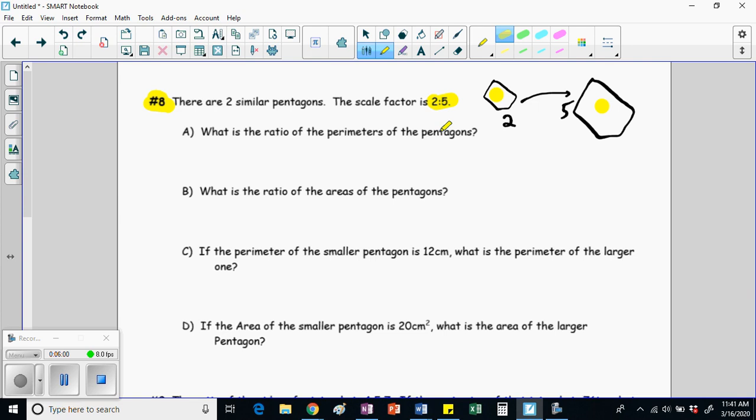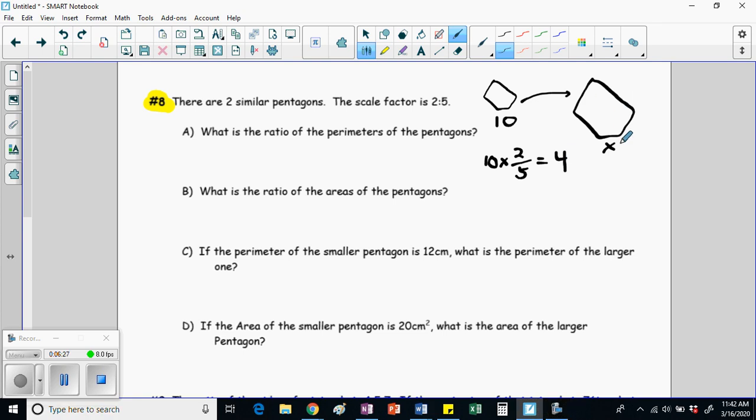For example, if I know this measurement in the small one is 10, and I want the corresponding measurement in the large one, I'm going to take the 10 and multiply by the scale factor. But if I multiply by 2 over 5, I'm going to get a little tiny measurement. I'm just going to get 4 for the value for x. That doesn't make sense. That's too small. This is the bigger one over here. I should be getting a larger number.